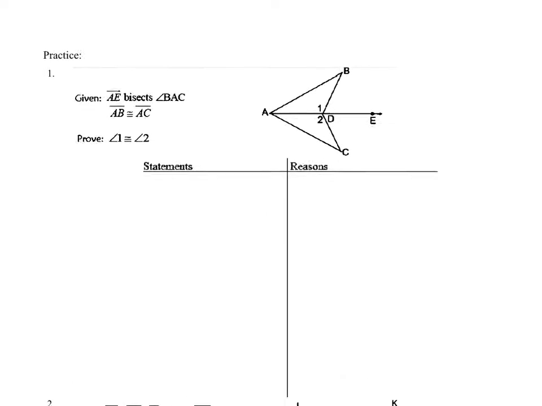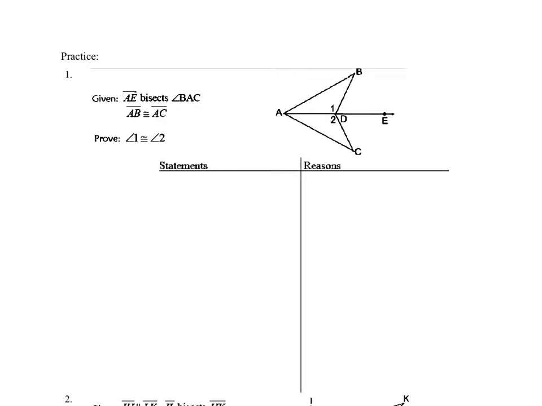So continuing on, we have page 9. Probably should take note of pages before I actually start a video, but here we are. AE bisects angle BAC. So it's a nice easy one that we're starting to get used to.